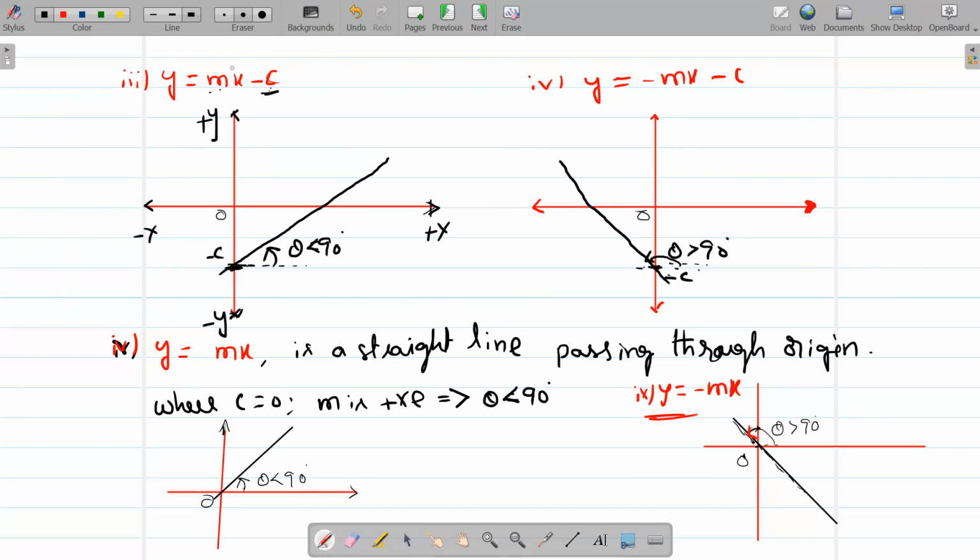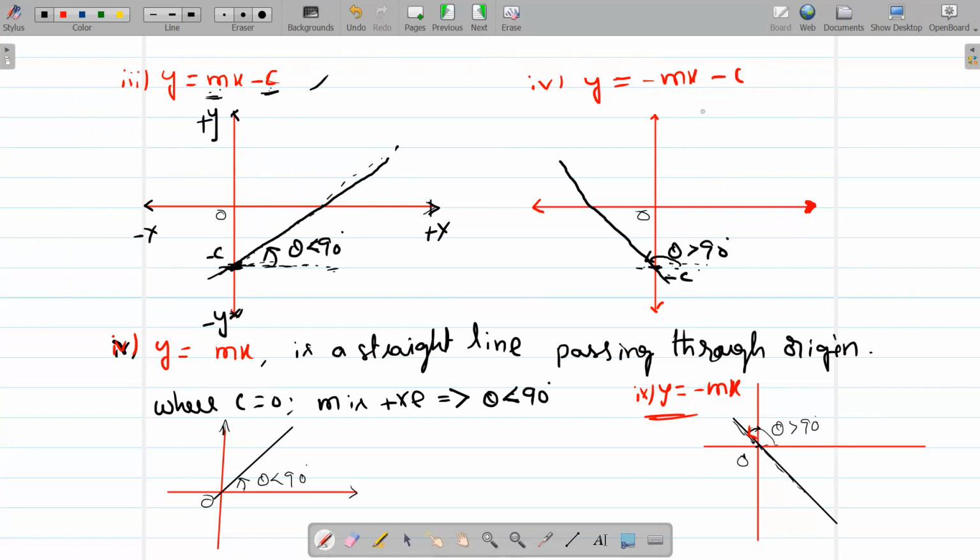And for the slope, m is positive, which means the angle between the positive x-axis and the line should be less than 90. So you draw a horizontal line from this point, this is c, the y-intercept. The line should be between the vertical line and the horizontal line. That is what you have to understand. If you draw a line like this and extend it, it will look like this. So we have a straight line graph of this form. Is that clear, everyone?